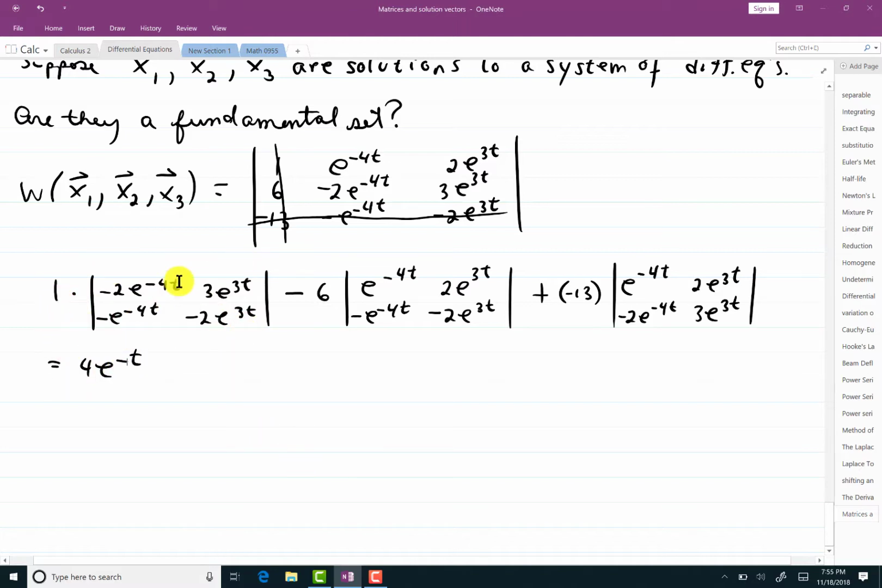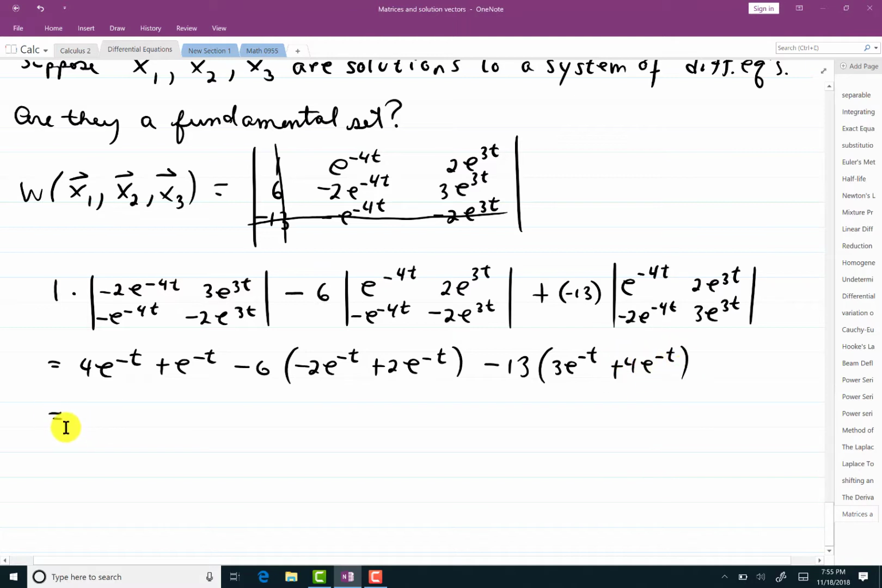And then when I go up this diagonal, the negative will cancel, and I'll get plus e to the negative t. And I have minus 6 times, if I go down this way, I'll get negative 2 e to the negative t. Then if I go this direction, I'll get positive 2e to the negative t. And then finally, I'll have negative 13 times, going this way, I'll get 3e to the negative t. And then going this way, I'll get plus 4e to the negative t.